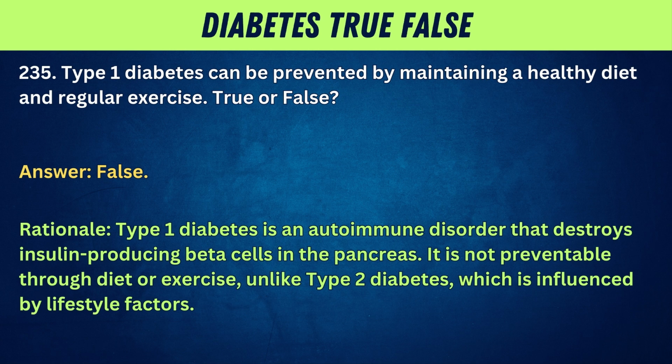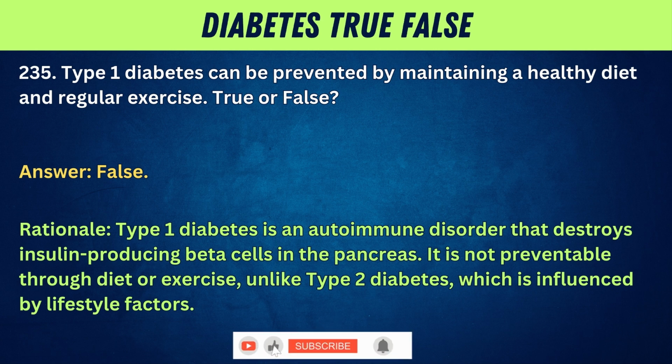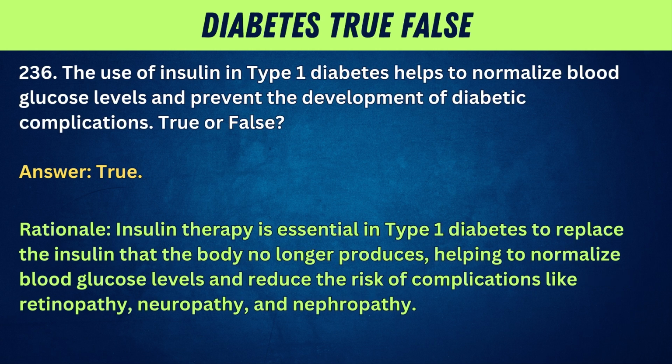235. Type 1 diabetes can be prevented by maintaining a healthy diet and regular exercise. True or false? Answer: false. Rationale: type 1 diabetes is an autoimmune disorder that destroys insulin-producing beta cells in the pancreas. It is not preventable through diet or exercise, unlike type 2 diabetes, which is influenced by lifestyle factors.